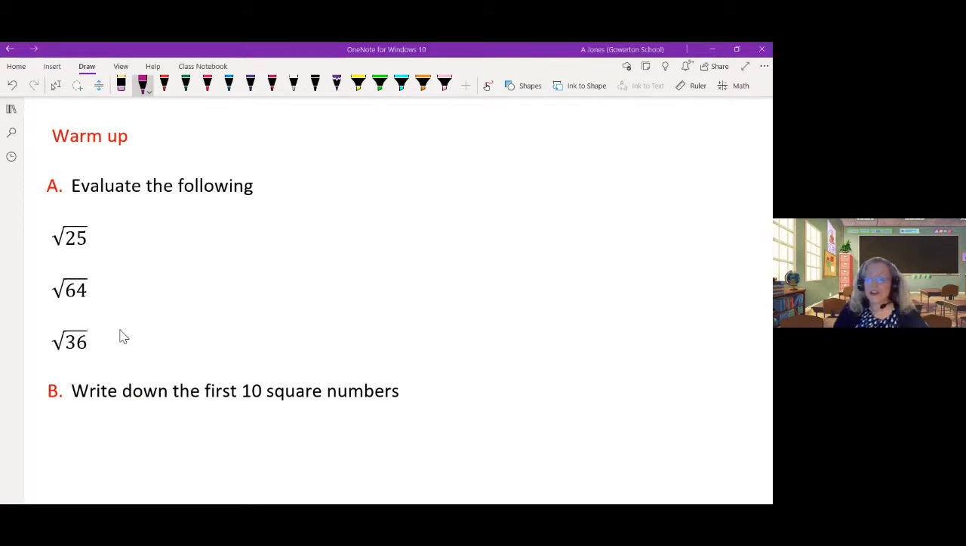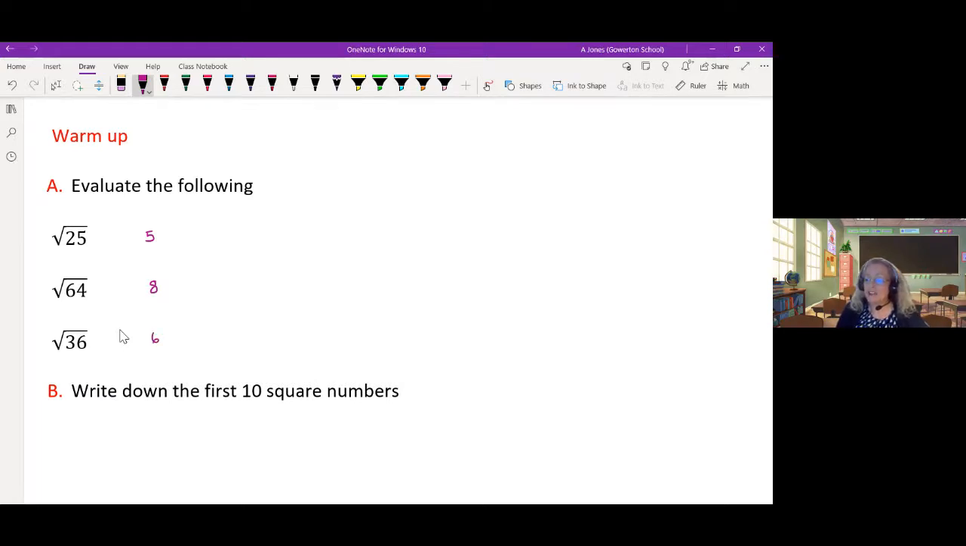Okay, so I'm going to go through the answers to these. If you need more time, please pause the presentation. The square root of 25 is 5 because 5 multiplied by 5 is 25. The square root of 64 is 8 because 8 eights are 64. And the square root of 36 is 6 because 6 sixes are 36.